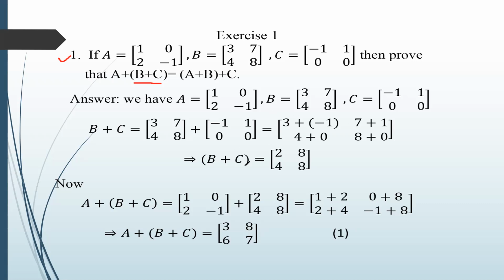Then we get B plus C is 2, 8, 4, 8. So is that clear? Now we add A and B plus C. So here is 1, 0, 2, minus 1, plus B plus C is 2, 8, 4, 8. So this will come 1 plus 2, 0 plus 8, 2 plus 4, and minus 1 plus 8. So we get A plus B plus C is 3, 8, 6, 7.